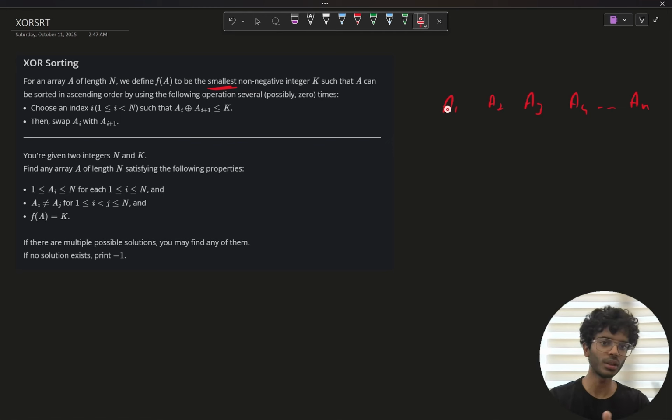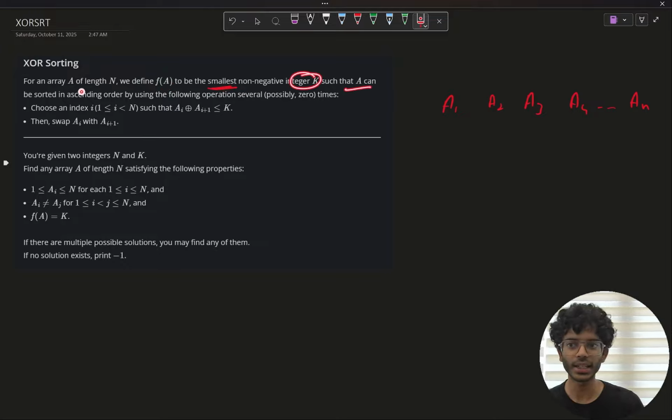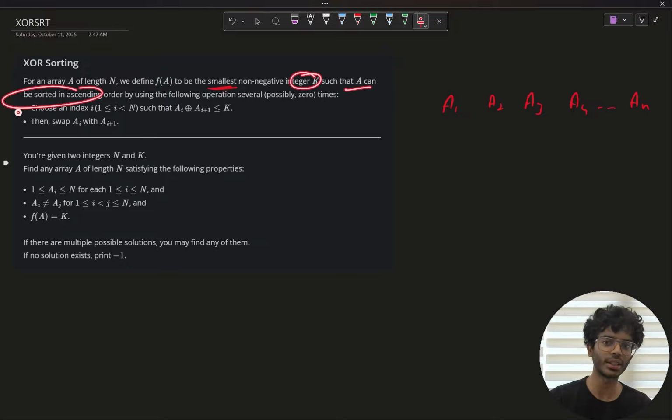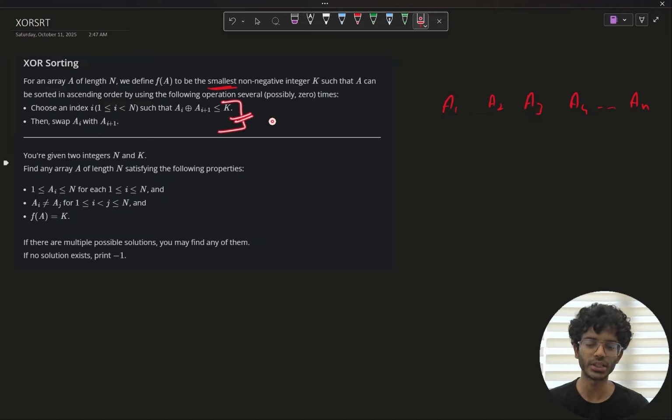So after all the swaps we did, if for all the swaps the A of i XOR A of i plus 1 was less than or equal to k, we can say that the array can be sorted. So f of A is defined to be the smallest non-negative integer k such that the array A can be sorted in ascending order given these two conditions have to be satisfied.